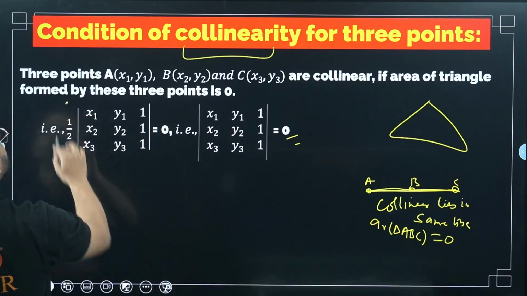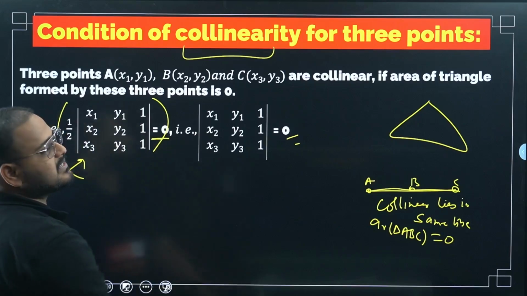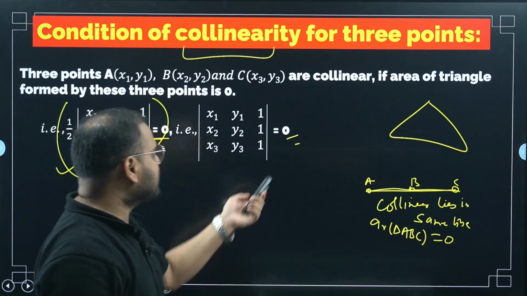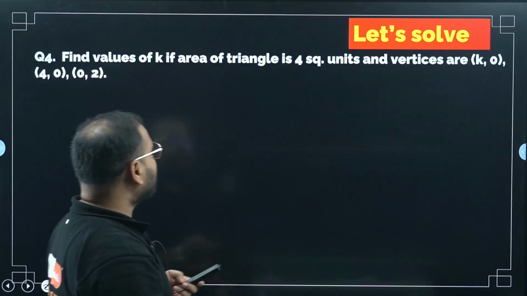Because what does this represent? This is representing the area of the triangle. And when that is equal to 0, that means the determinant has to be 0. So whenever you can prove this, you can say the points are collinear, sir.